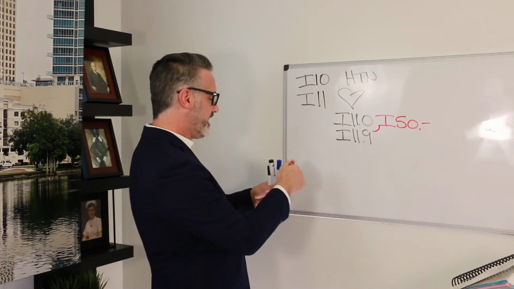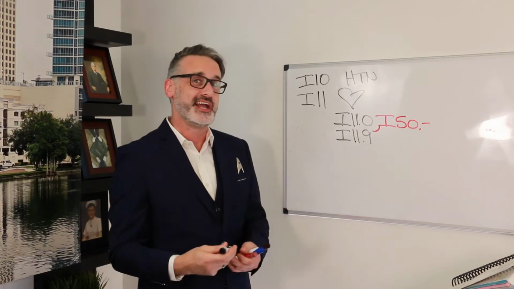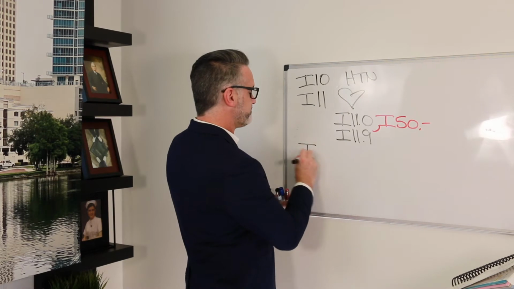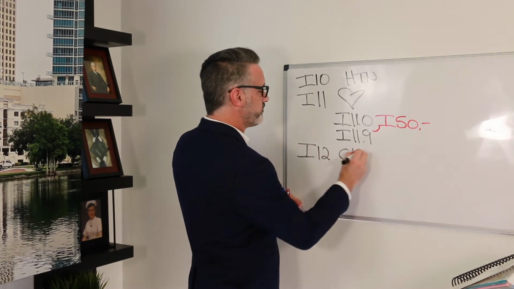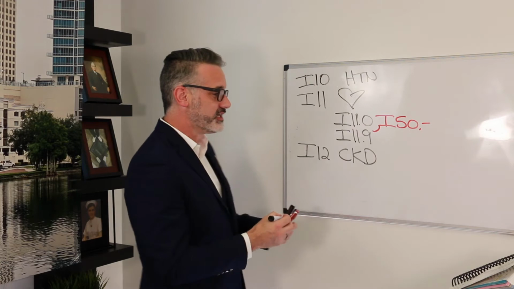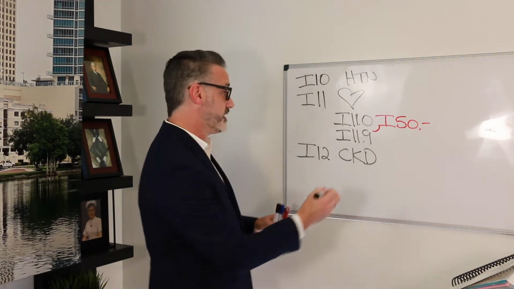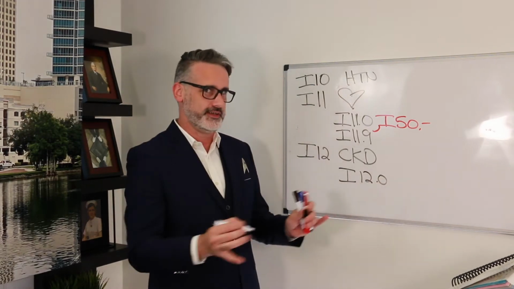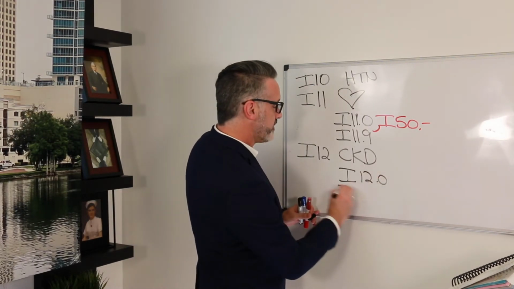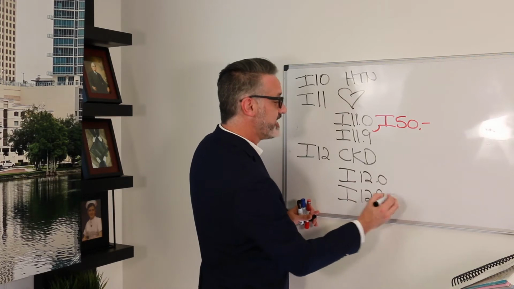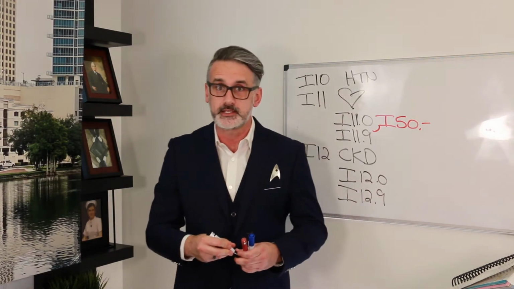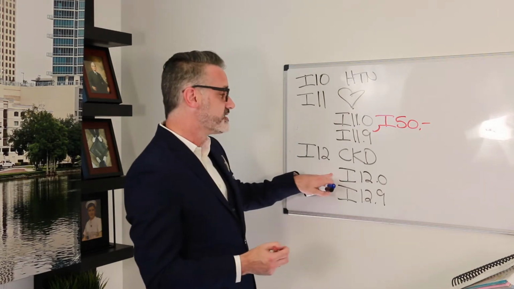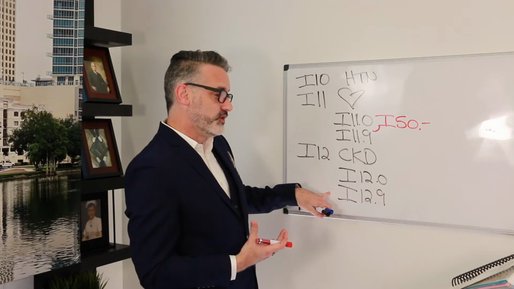Then after I11, we have I12 for CKD, or chronic kidney disease. And here we have I12.0 or I12.9. Now, we're not talking about is the patient having kidney failure or not, like how it was for the heart. We're dealing with the stages of CKD, chronic kidney disease. And now we're in the N18 range.